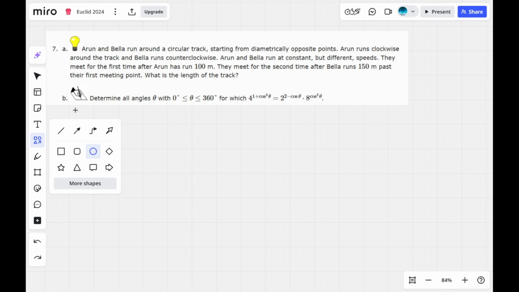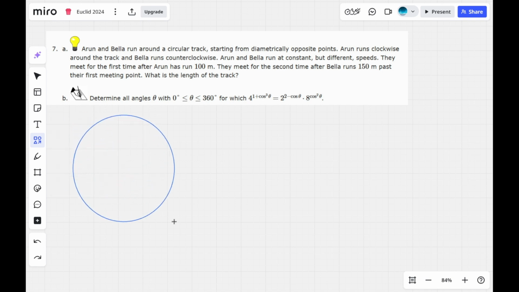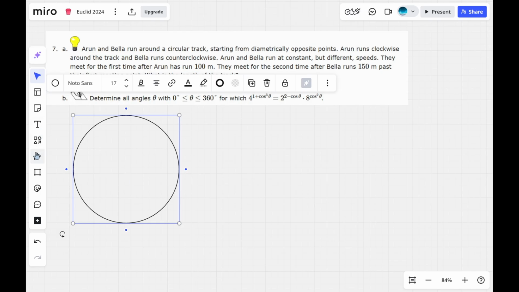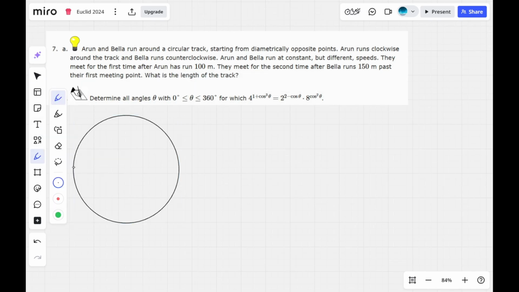So first we can draw out a diagram of this track. So let's say that this is where they're running. And we can label 4 points. So let's call this point A, and this is B. These 2 points signify where Arun and Bella start. So A is for Arun and B is for Bella. And we know that Arun runs clockwise and Bella runs counterclockwise. So Arun goes this way and Bella goes this way.